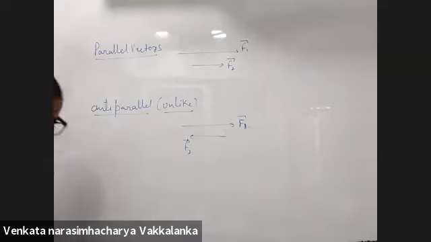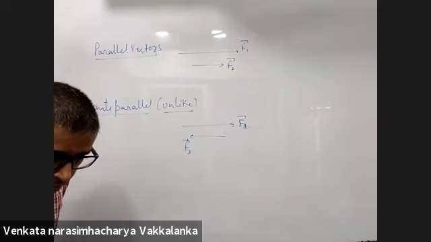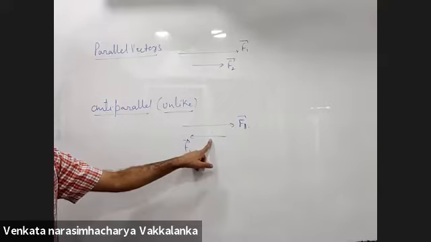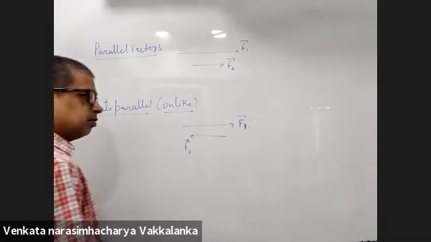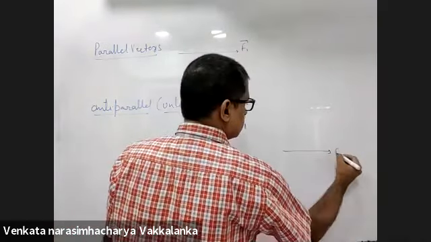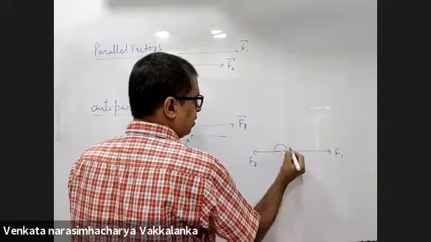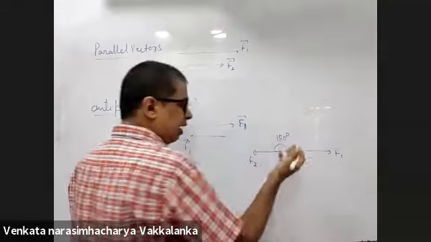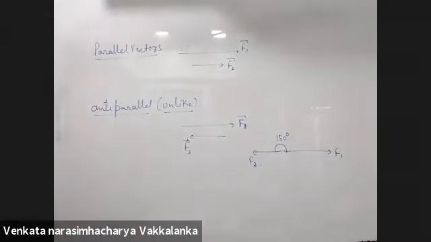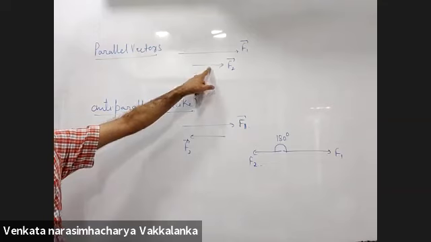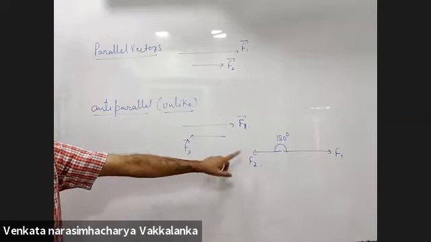So this means anti-parallel vectors are vectors which are parallel but in opposite direction. Perfect. This is F1, this is F2. Angle between them should be 180 degrees. Another way of presenting the same: angle between the vectors should be 180 degrees. If the angle between the vectors is 0, they are parallel. 180 degrees, anti-parallel.